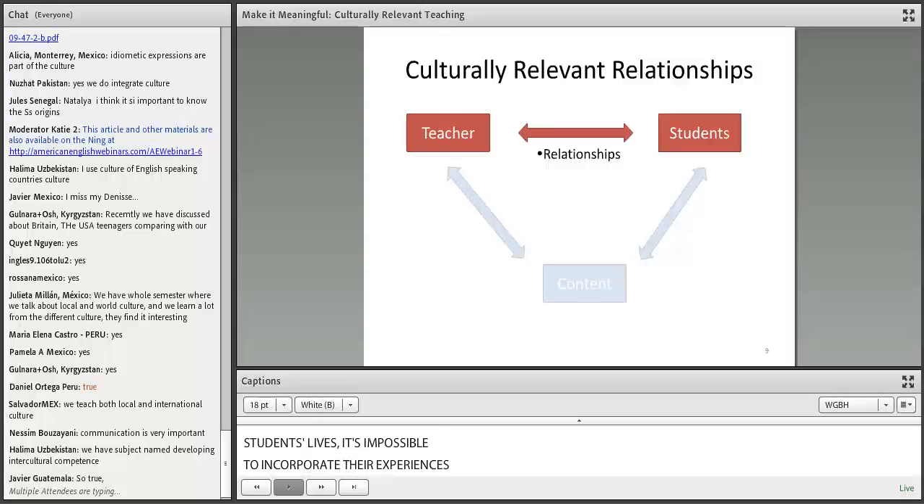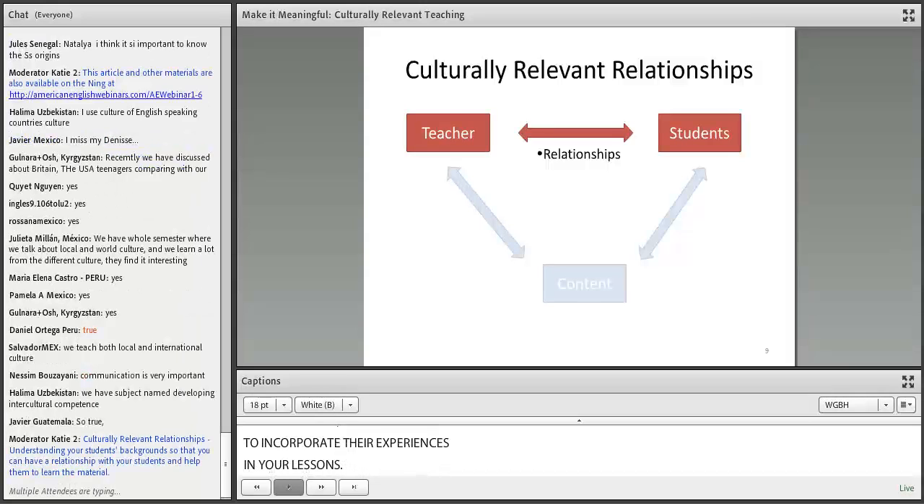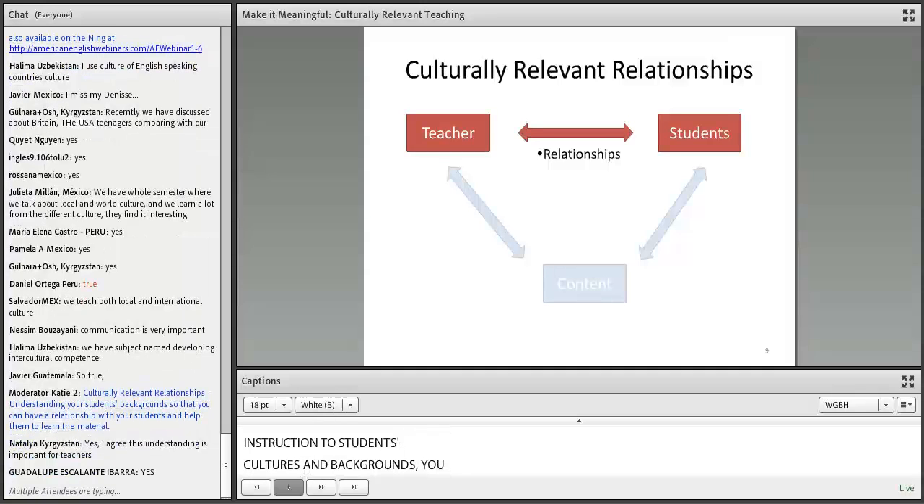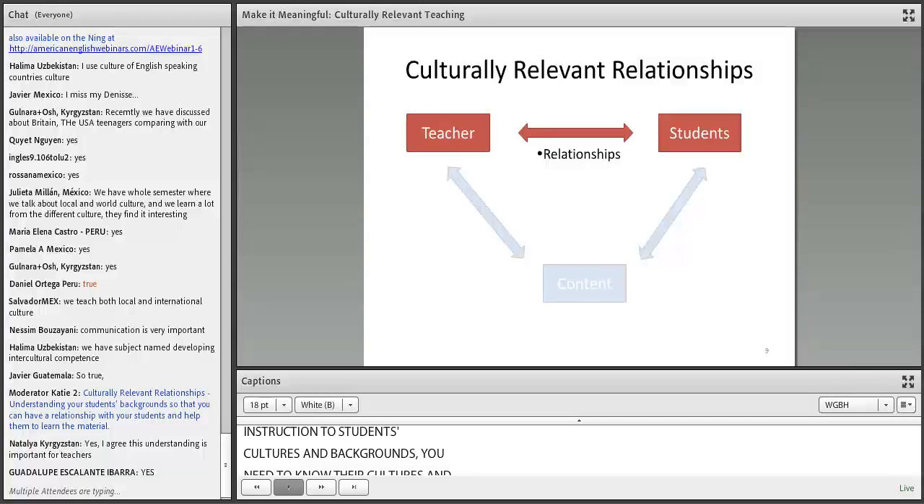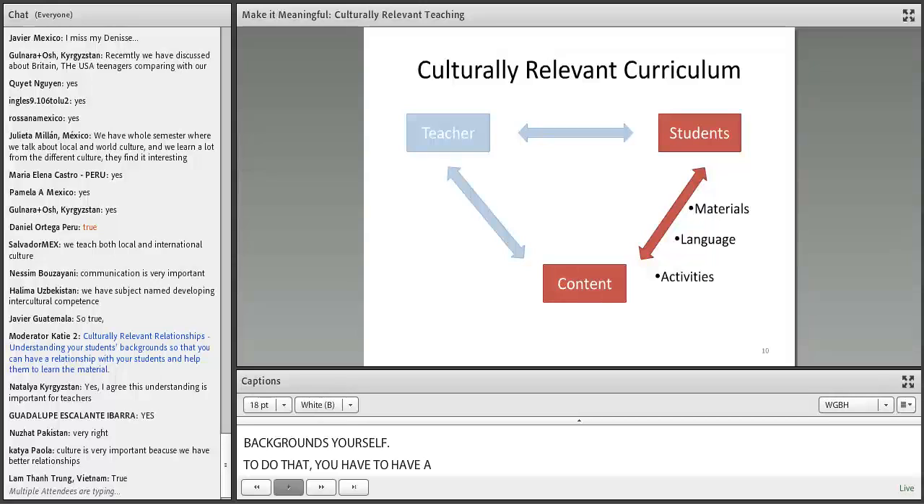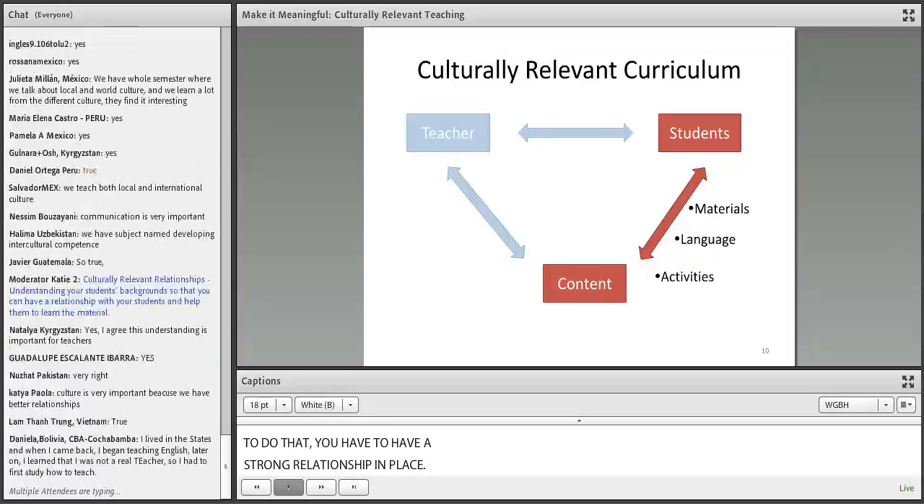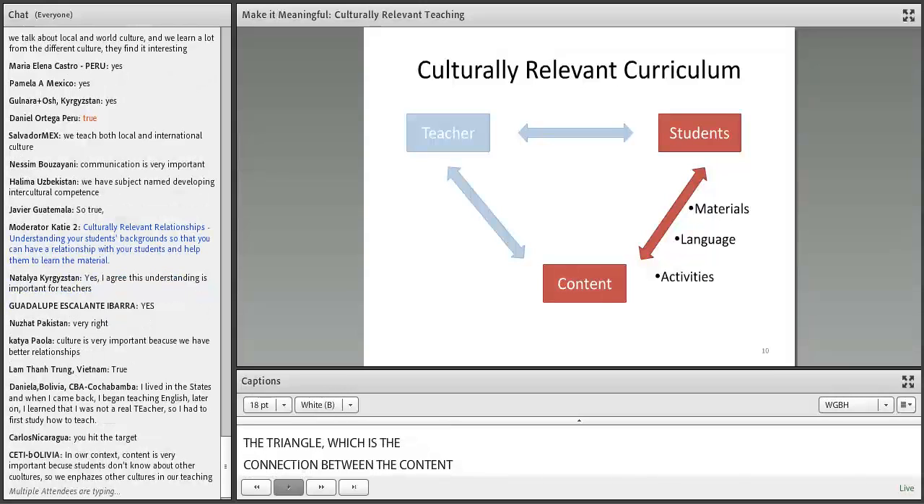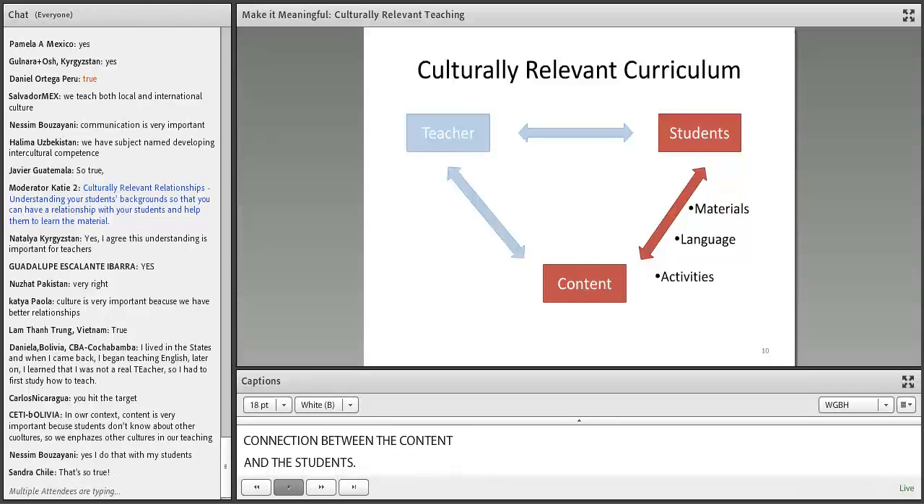To be able to match your instruction to students' cultures and backgrounds, you need to know their cultures and backgrounds yourself. And to do that, you have to have a strong relationship in place. So relationships are the foundation for the final side of the triangle, which is the connection between the content and the students. In an English classroom, there are 3 major ways teachers can strengthen this connection.